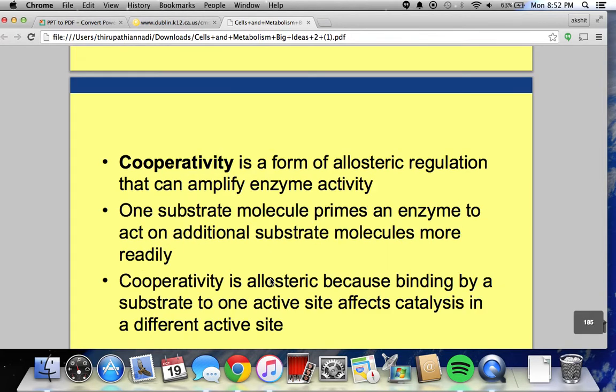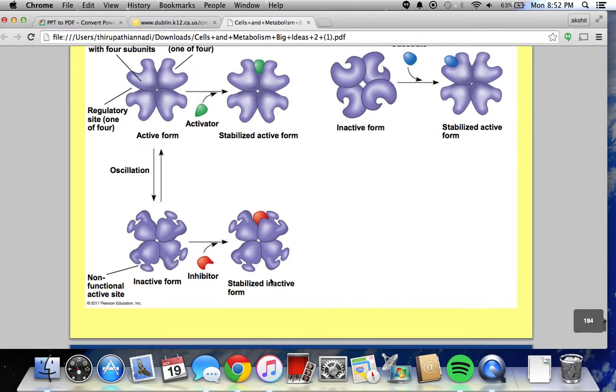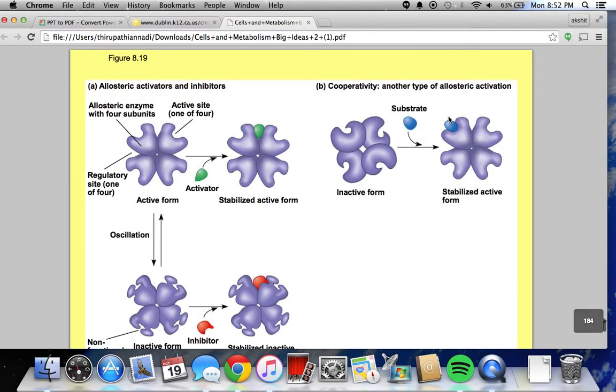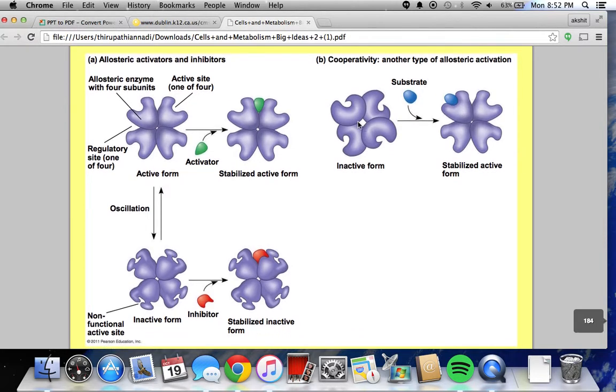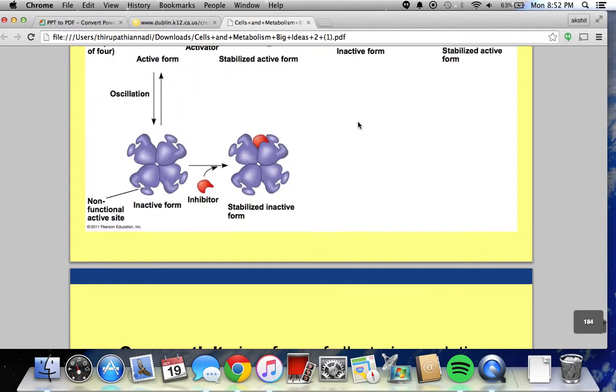And then just another form of activation. Sometimes a substrate can attach to an enzyme, and that allows other substrates to attach to the enzyme. In a way it activates the enzyme, because the substrate just gives it a push over the edge, and then it becomes a happy working enzyme.